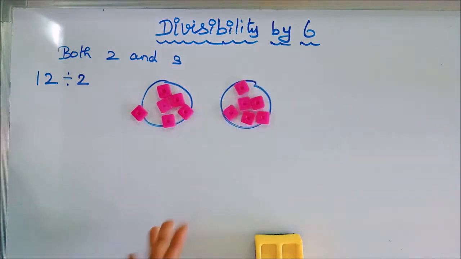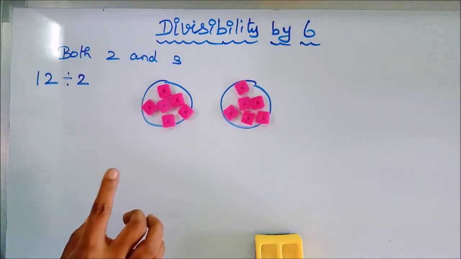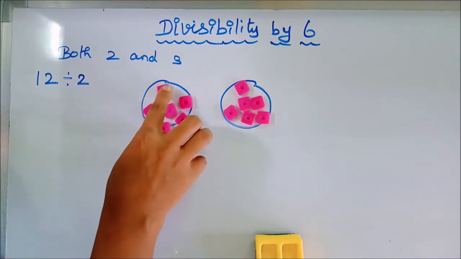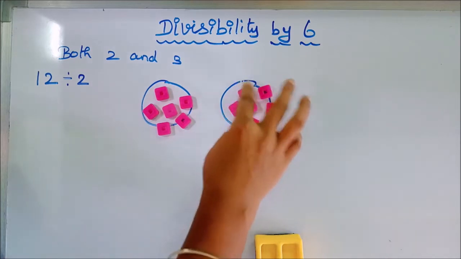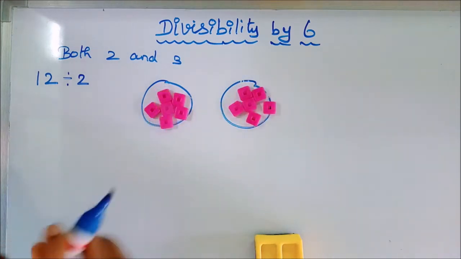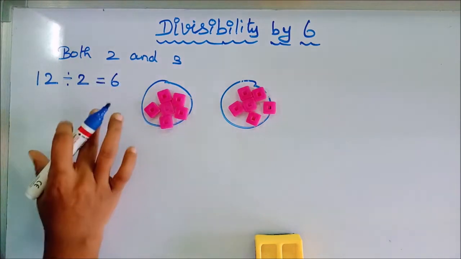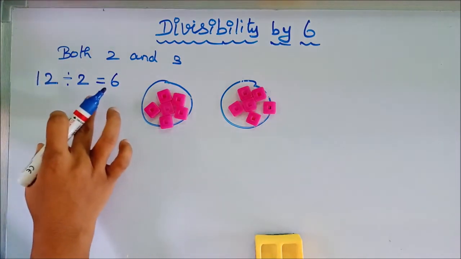See, there are no remaining pieces. Next, we have to count how many shapes are in each set. See, 1, 2, 3, 4, 5, 6. Thus, in each set, we have 6 shapes. Thus, we can say 12 divided by 2 is equal to 6. From this, we can say the number 12 is divisible by 2.